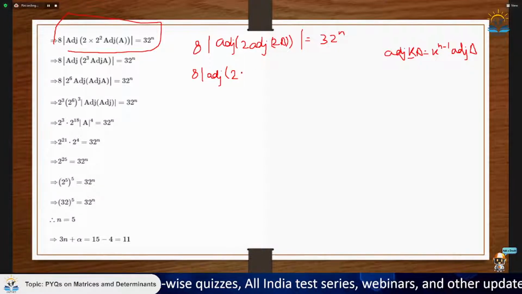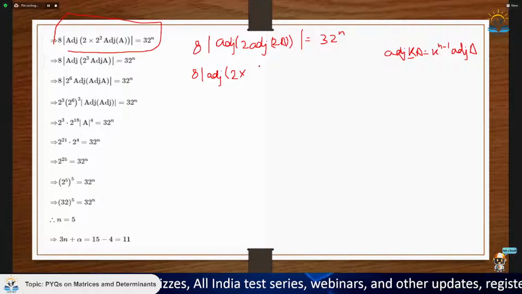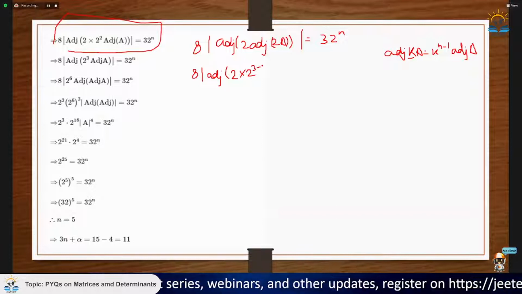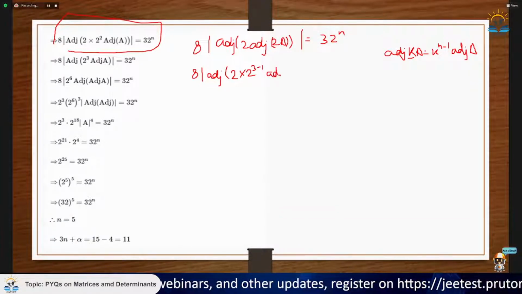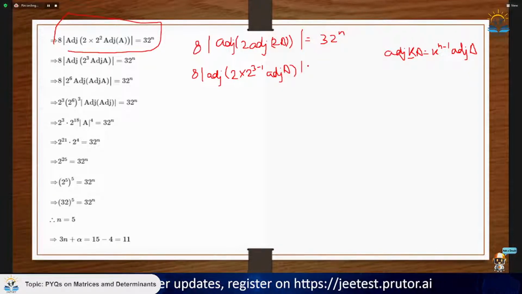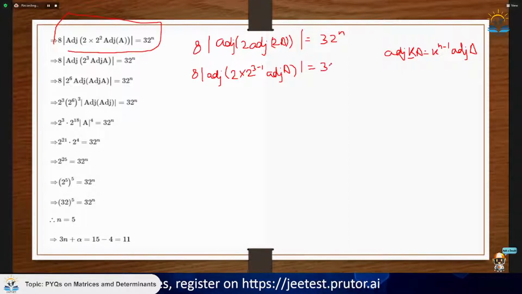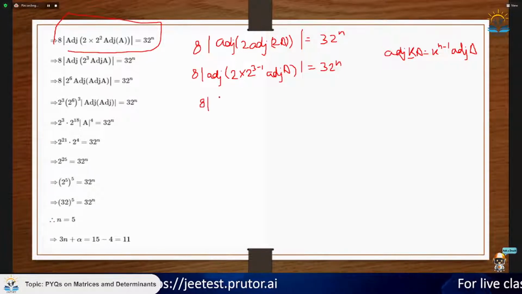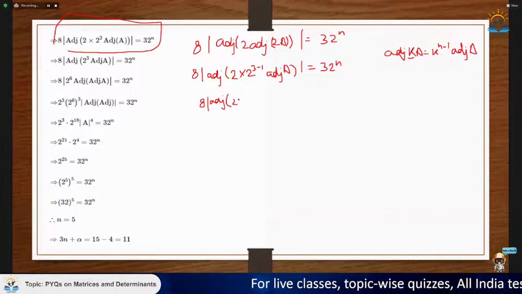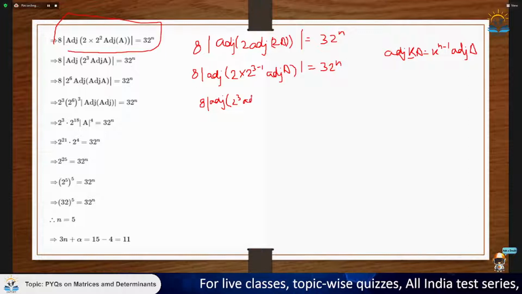So basically you will be getting adjoint of 2 times, scalar is 2, so 2 power n minus 1, n is 3, so 3 minus 1, into adjoint of A is equal to 32 power n. Then again 8 times, here we will again use the same formula. Firstly let me write it clearly. Adjoint of 2 times 2 and 1, so it will be 2 times 3 times adjoint of A.